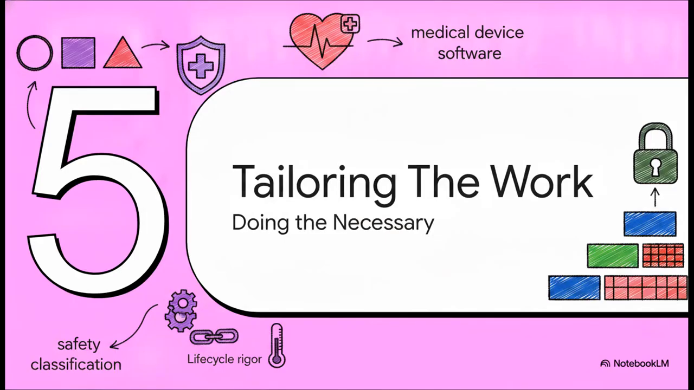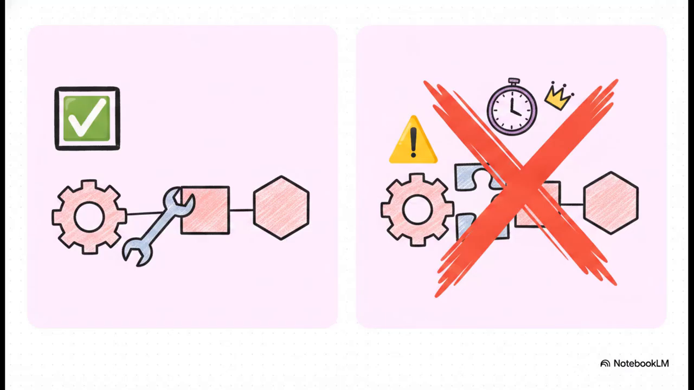Section 5. Tailoring the work by class. Doing the necessary. So why do we care so deeply about getting these classes right? Because the safety class dictates exactly how much lifecycle rigor you are on the hook for. The crucial point here is understanding the line between justified tailoring and just hiding a nonconformity. Tailoring means you are adapting how an activity is performed so it fits your tech and your safety class. Like, maybe you use automated static analysis, combined with some targeted tests to hit your verification goals.